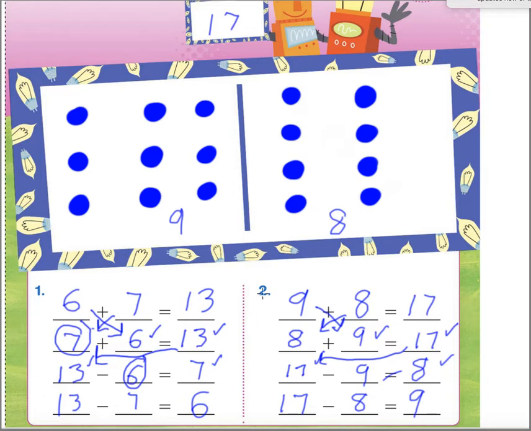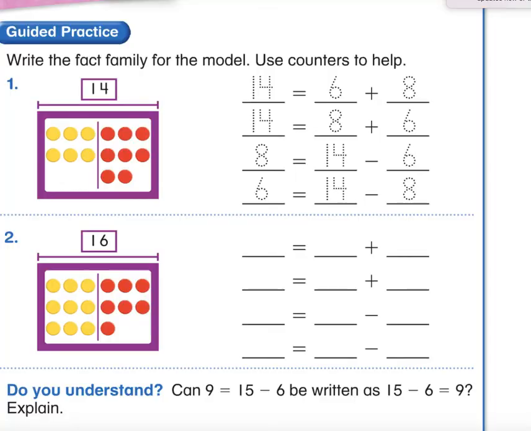So now open up your packets to the next page. All right, I'll give everyone a quick couple seconds to open up to the next page.